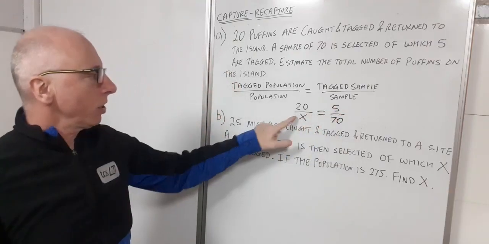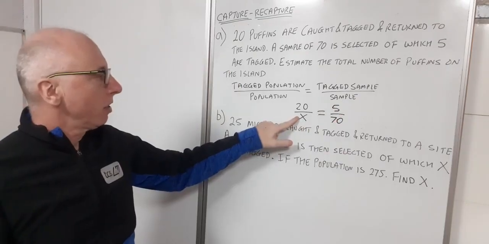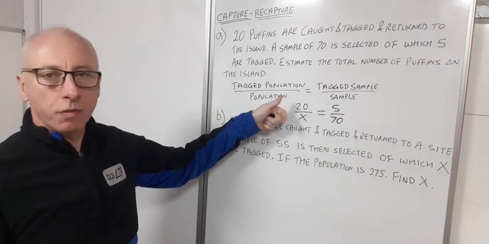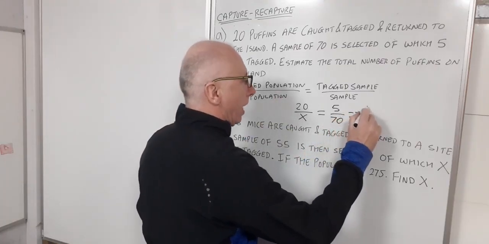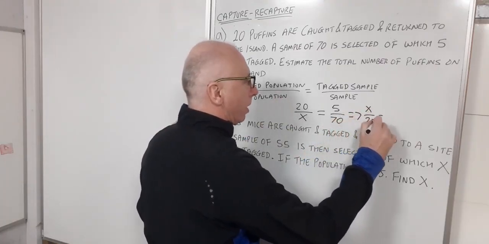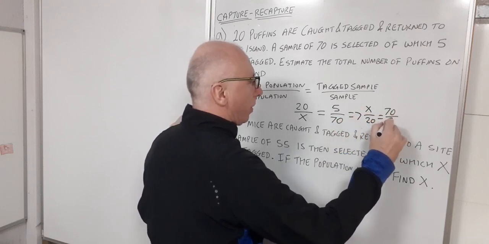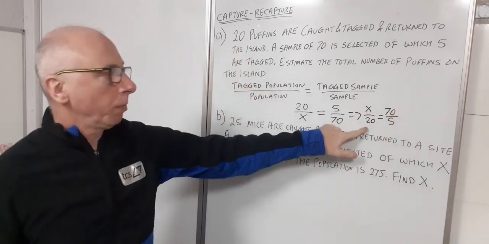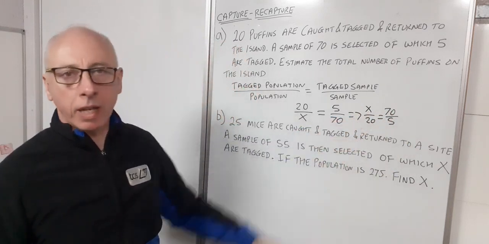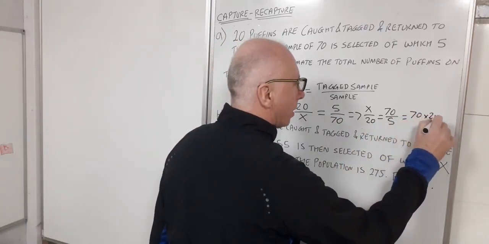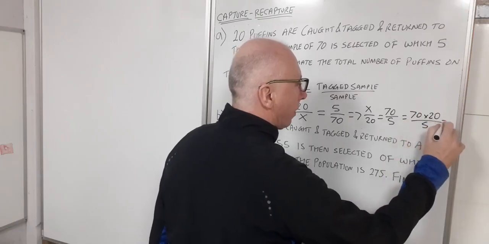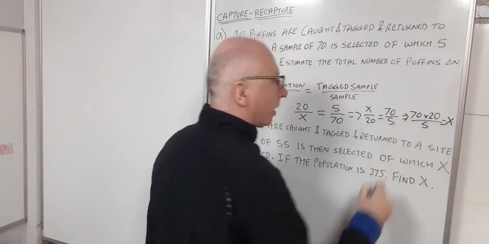Okay, now we just need to solve for this X here. So what we can do is we can just flip our fraction and give it X over 20 equals 70 over 5, and then multiply both sides by 20 and we get X on its own. So then we've got 70 times 20 over 5, that equals X.